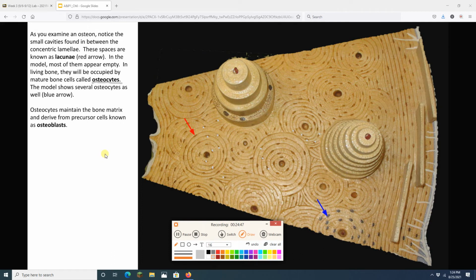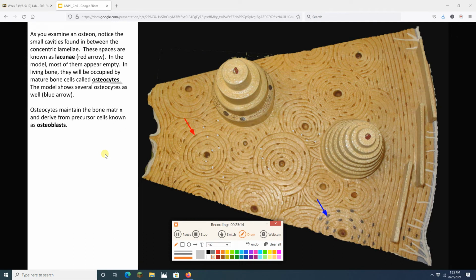Now, when we did cartilage, I told you the chondrocytes were retired. Not so right here. The osteocytes are not retired. They're still active cells. They are monitoring what's going on in the bone. I mentioned earlier, bone is a dynamic tissue.